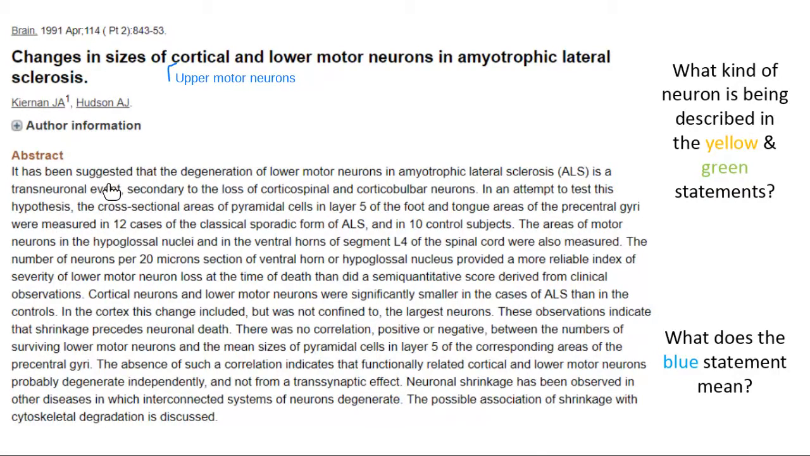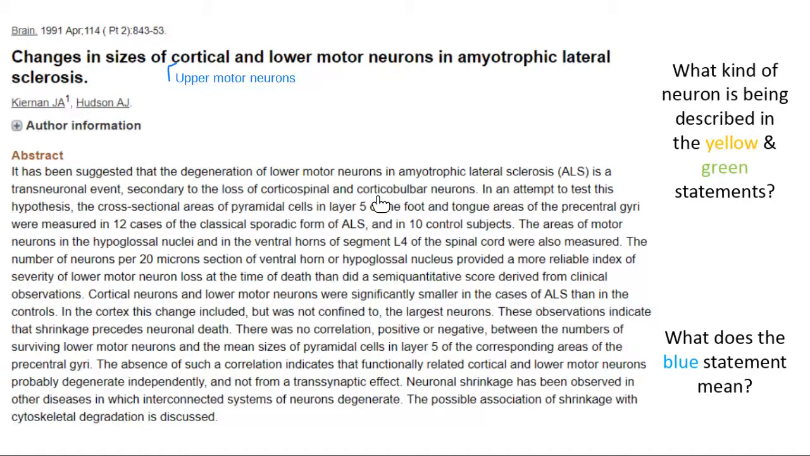So it says, it has been suggested that the degeneration, or the dying, of lower motor neurons in ALS is, now we're going to use some words that we don't know, right? It's okay, we don't have to know them. A transneuronal event, secondary to the loss of corticospinal and corticobulbar neurons. Now, we don't know what this means, but we know this word right here. When we talk about corticospinal, that's that tract that sent information from the cerebral cortex down to the spinal cord.